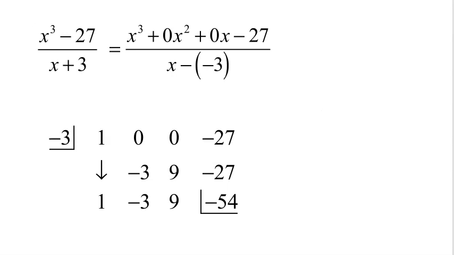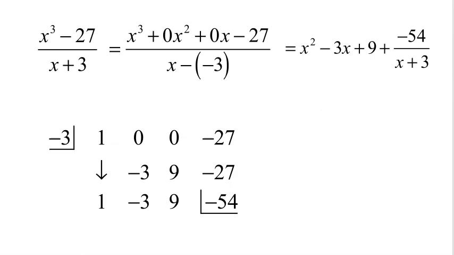So looking at our quotient, starting on the right side, this is the constant term, 9. This is the x term, negative 3x. This is the x squared term, 1x squared. So these three coefficients mean 1x squared minus 3x plus 9 plus negative 54 over the divisor, over x plus 3. Or if you prefer, x squared minus 3x plus 9 minus 54 over x plus 3. That would also be acceptable.